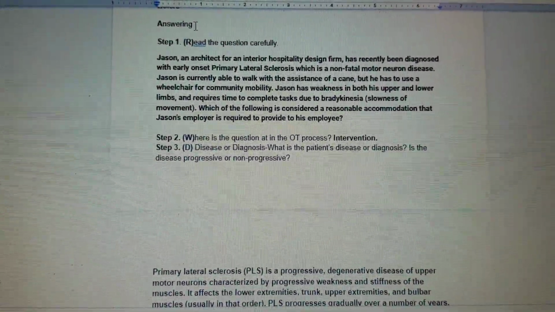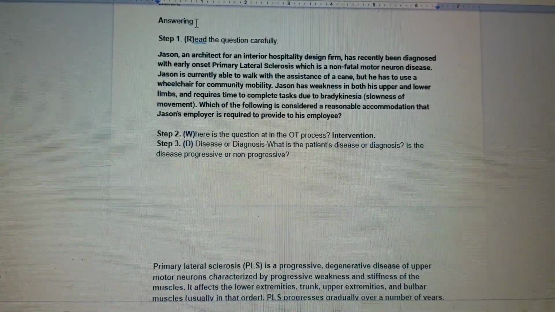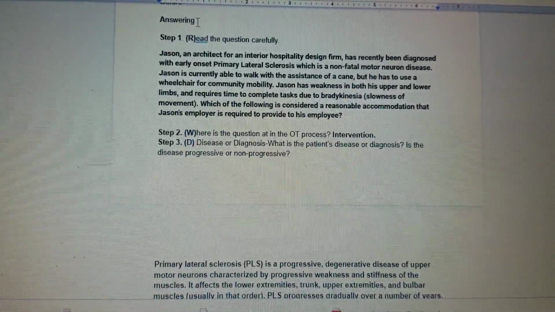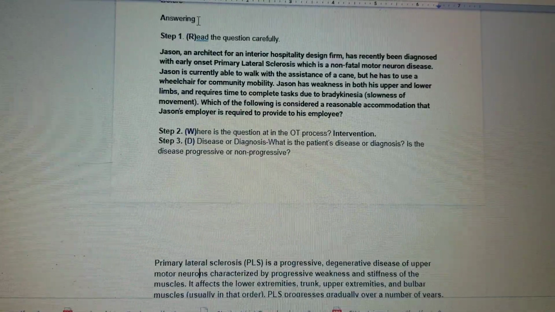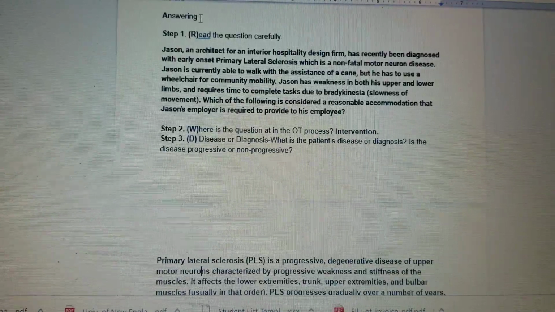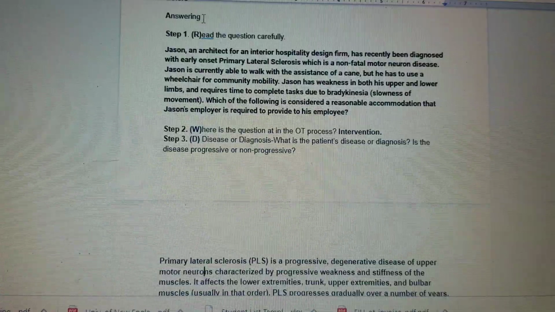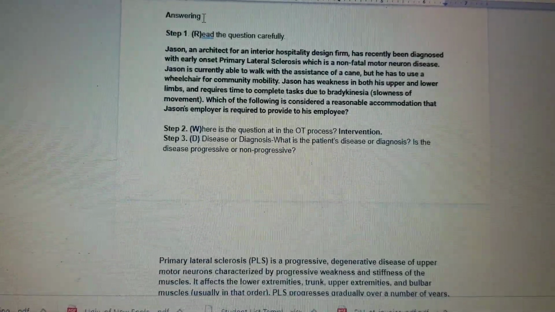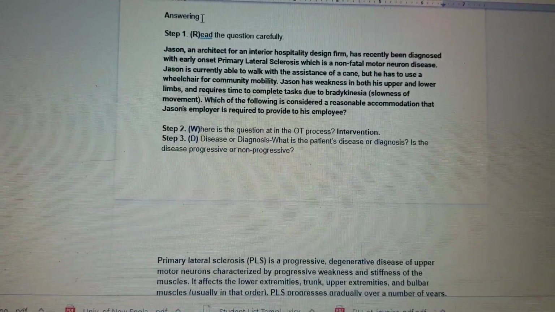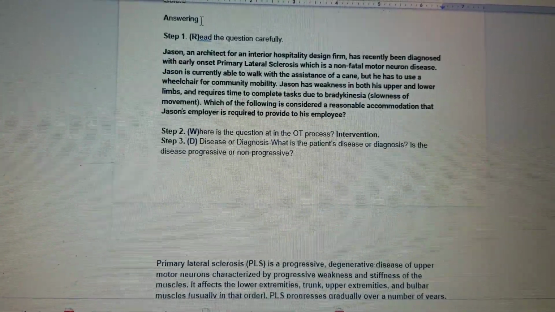Jason, an architect from an interior hospitality design firm, has recently been diagnosed with early onset primary lateral sclerosis, which is a non-fatal motor neuron disease. Jason is currently able to walk with the assistance of a cane, but he has to use a wheelchair for community mobility. Jason has weakness in both his upper and lower limbs and requires time to complete tasks due to bradykinesia, slowness of movement. Which of the following is considered a reasonable accommodation that Jason's employer is required to provide to his employee?